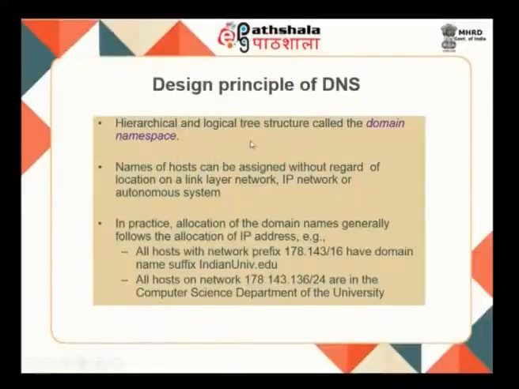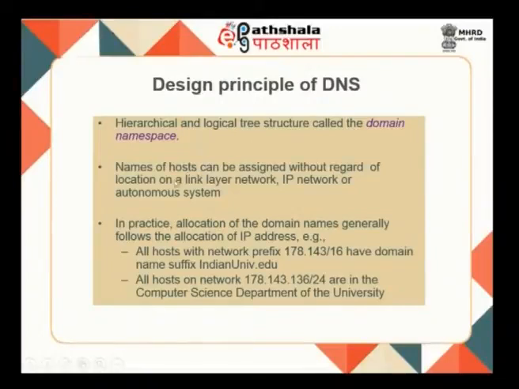So the moment the network started growing and the web started growing and we had many domain names coming up and many IP addresses that had to be resolved for all these domain names, we started moving towards this distributed domain name system. If you look at the basic principle that we have as part of the distributed domain name system, the basic idea here is what we call the domain namespace, the way the namespace is organized. This is done in the form of a hierarchical and logical tree.